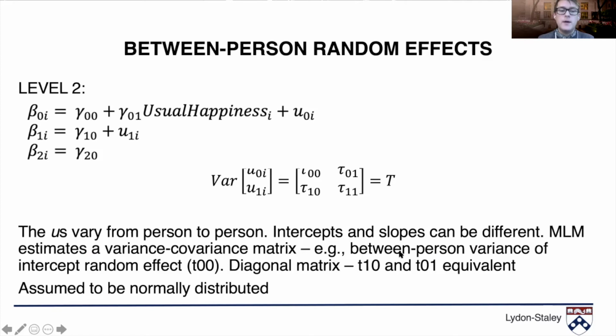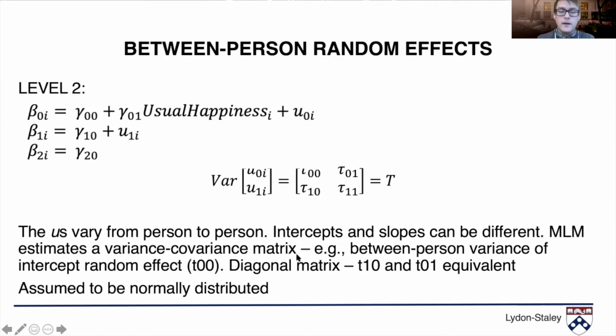which tells us about things like the between-person variance of the intercept random effect, tau 0,0. This is the between-person variance of the random slope, and then this is the covariance between the random intercept and the random slope. This is also the covariance between the random intercept and the random slope. It's a symmetric matrix, so these are equivalent.